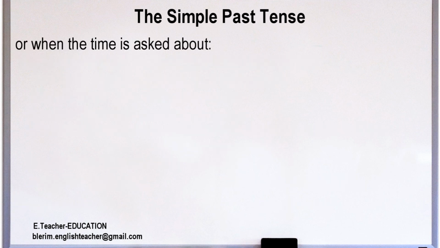Or when the time is asked about, for example, when did you meet him? Now here it turns back again, meet is an irregular verb. Why is it meet? Because we have the auxiliary verb did. Okay.